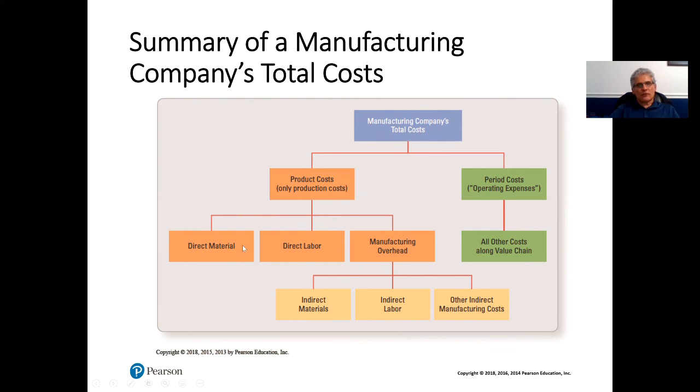I do want you to focus on these three terms because you're going to use them over and over again. It's going to be almost the entire part of this course. Direct materials, direct labor, manufacturing overhead. Manufacturing overhead, broken down a little bit more specifically, includes indirect materials, indirect labor, and other indirect manufacturing costs.